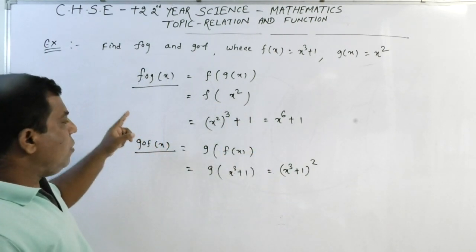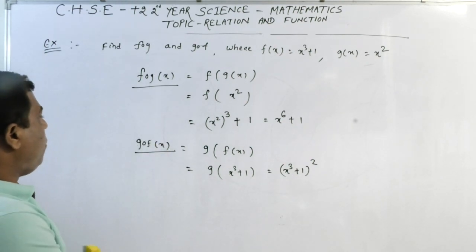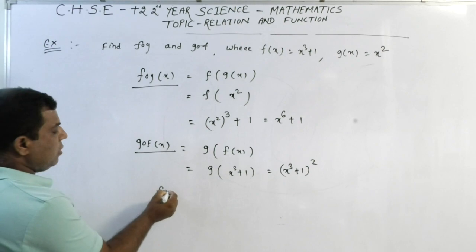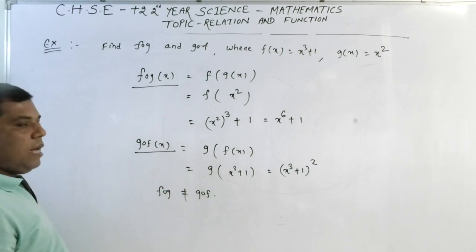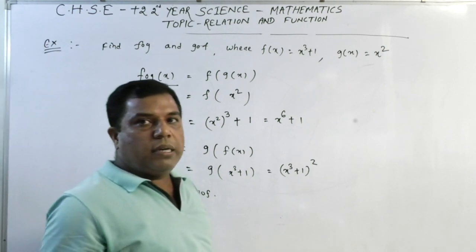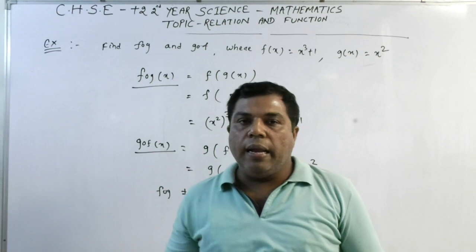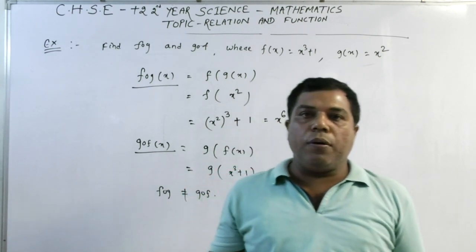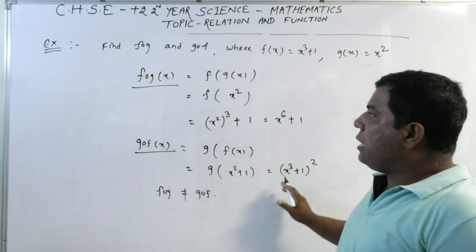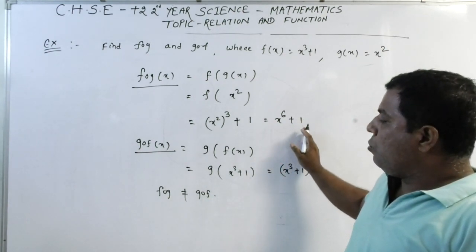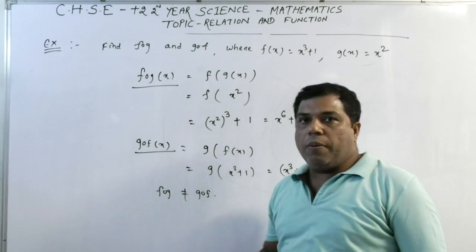So my dear students, you see both fog and gof. Clear? You can see how fog is defined, how gof is defined. You can observe that fog is not equal to gof. So the functions are not equal. Functions are equal if they have the same domain and same codomain, and their functional values are equal. Here the functional values differ from each other. So we can say that fog is not equal to gof.